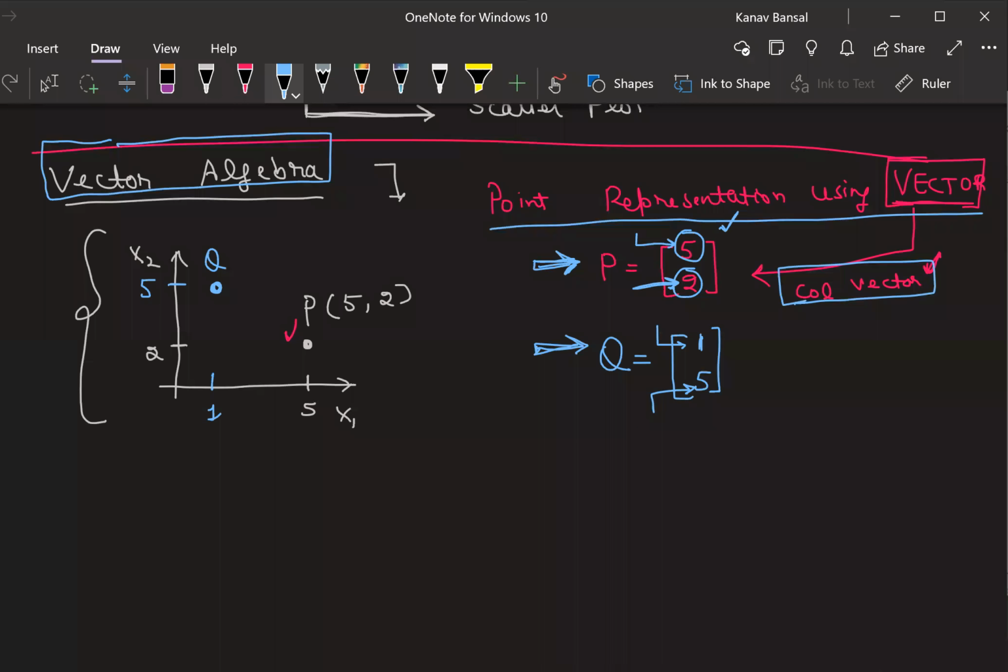Because if you represent P like this, that is also cool. This is also okay, but this is a row vector, which is nothing but the transpose of the original vector. Making sense, Avnish? It is the transpose of the original vector. They could have written it like this, but we can't do anything now.